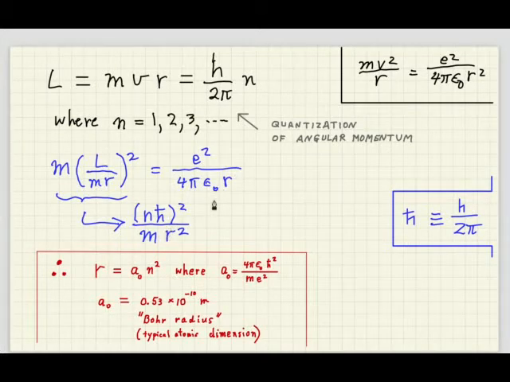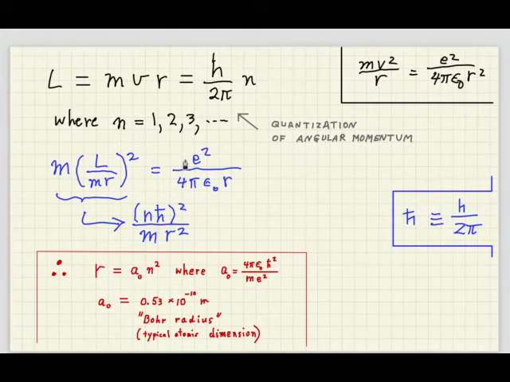Multiply both sides of the equation by r squared. Then we'll have no powers of r here. We'll have r squared over r, 1 power of r over here. You see, r will be proportional to n squared. r will be some universal constant times n squared.